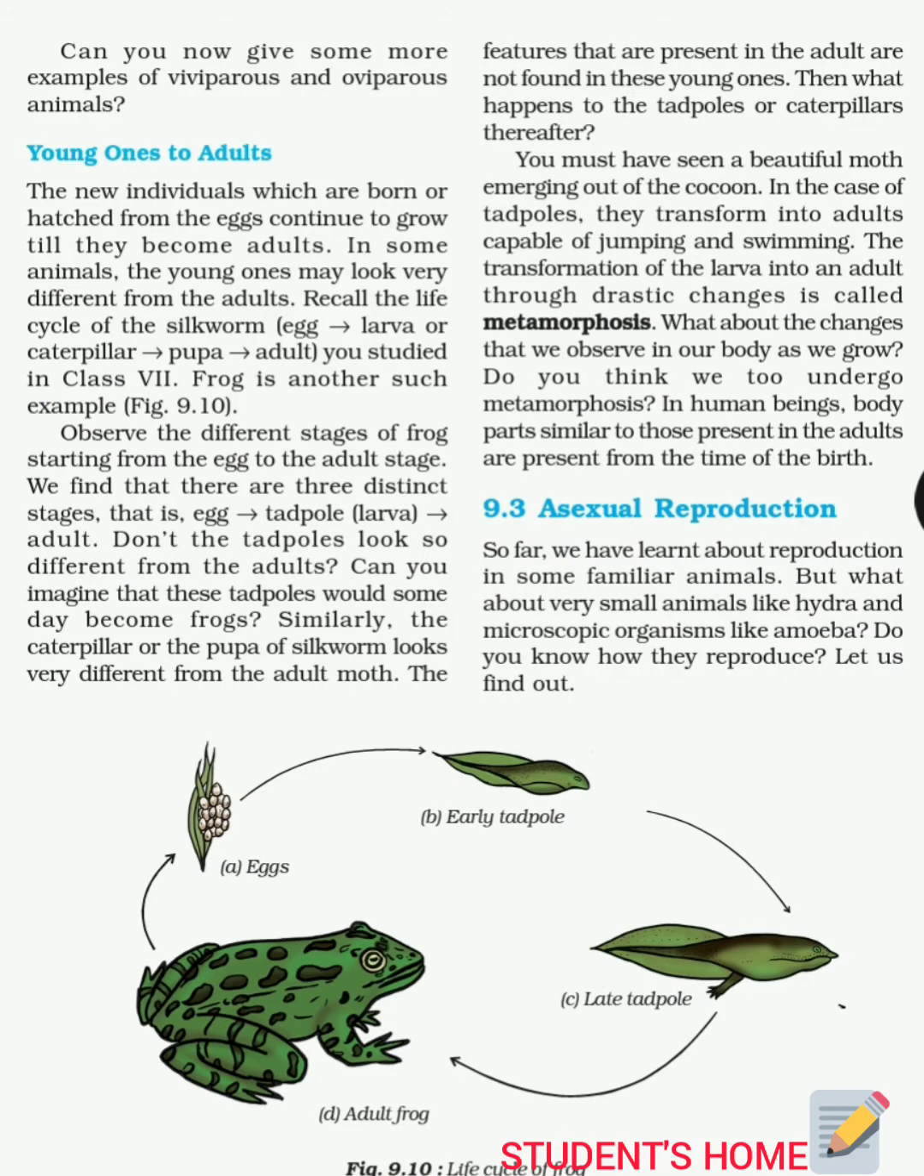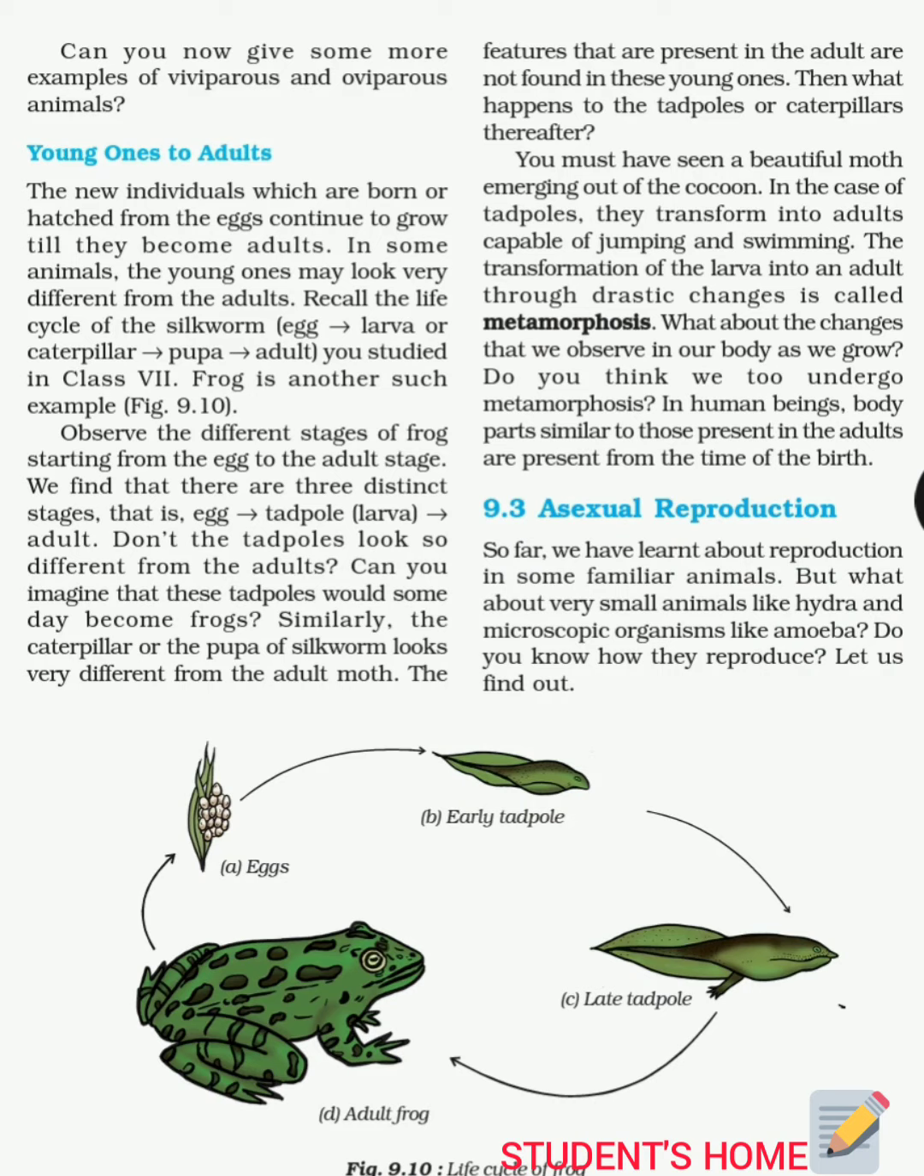Now class, coming to the next topic, that is young ones to adult, how the development takes place. The new individuals which are born or hatched from the eggs continue to grow till they become adults. In some animals, the young ones may look very different from the adult. Recall the life cycle of silkworm, that is from egg to larva or caterpillar, then to pupa, then it becomes adult. You studied this in class 7.